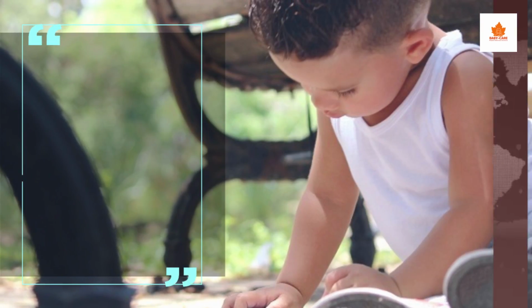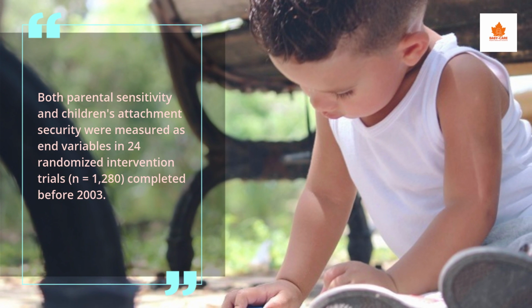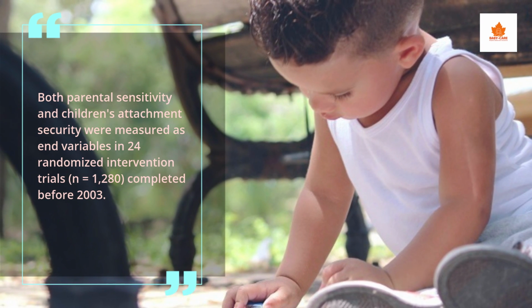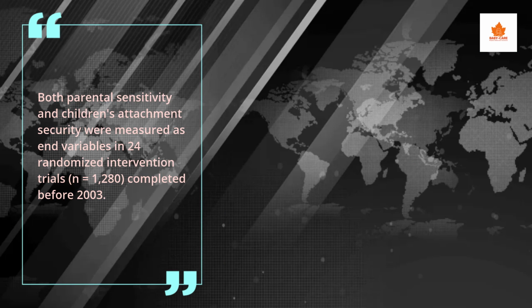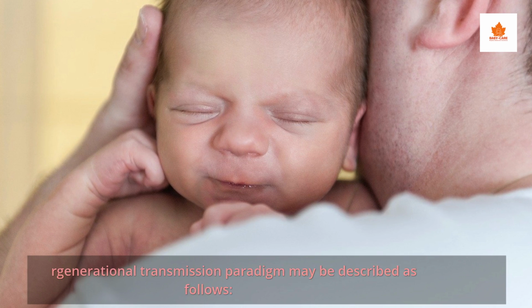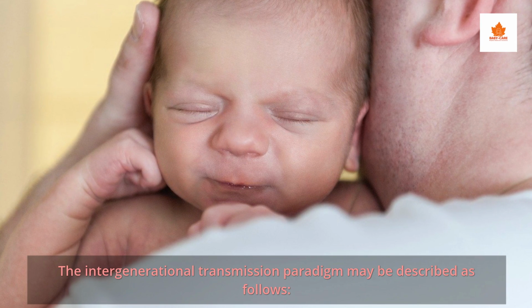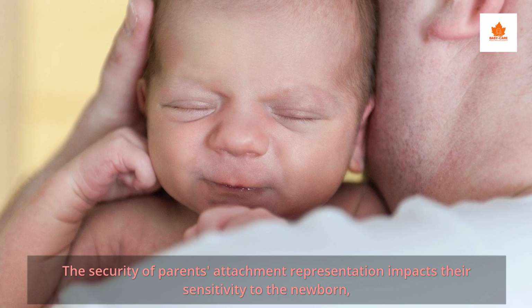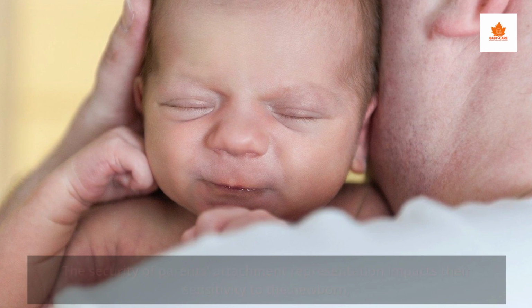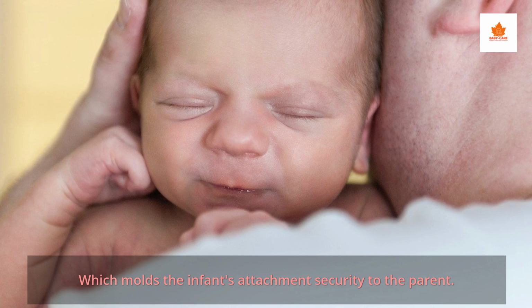Both parental sensitivity and children's attachment security were measured as N variables in 24 randomized intervention trials, N equals 1,280, completed before 2003. The intergenerational transmission paradigm may be described as follows: the security of parents' attachment representation impacts their sensitivity to the newborn, which molds the infant's attachment security to the parent.